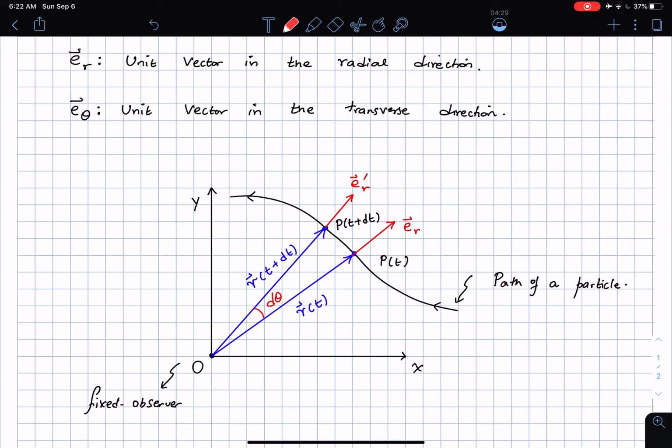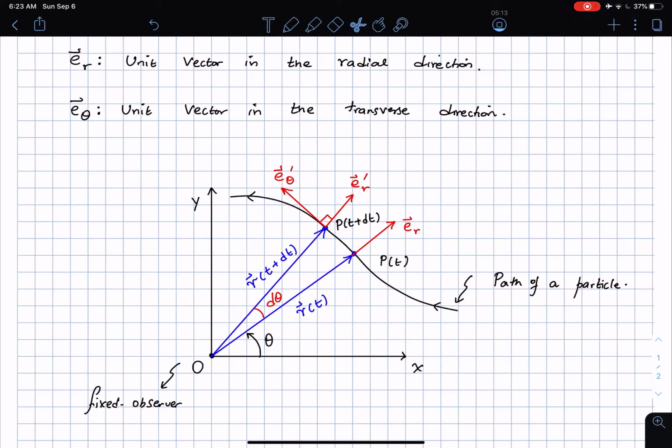And if I have to find out what is the direction of the transverse unit vector, the transverse unit vector is going to be perpendicular to the radial unit vector. That is the first thing. And then the other thing is the transverse unit vector is going to be pointing in the direction of increasing theta. Let's say that this was initially where the particle started along this path. The transverse unit vector is going to be perpendicular to the radial unit vector, and it's going to be pointing in the direction of increasing theta. So in this case this is going to be E theta prime. This is 90 degrees with respect to each other.